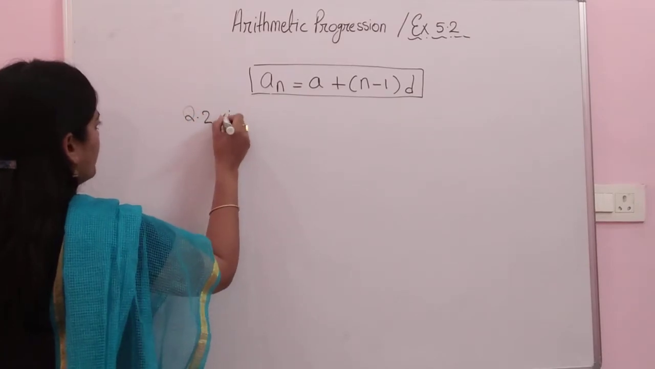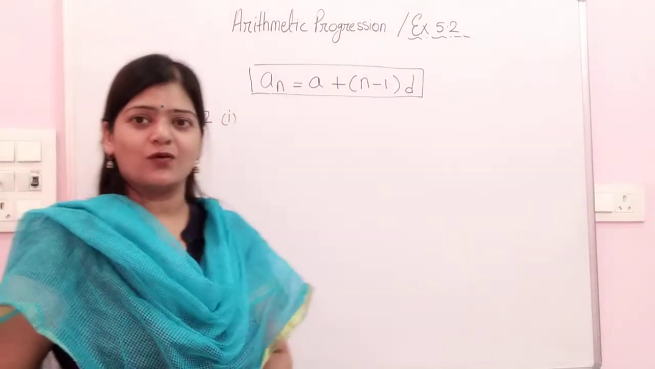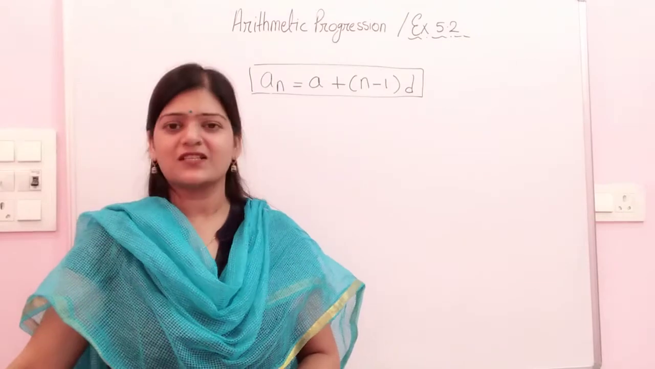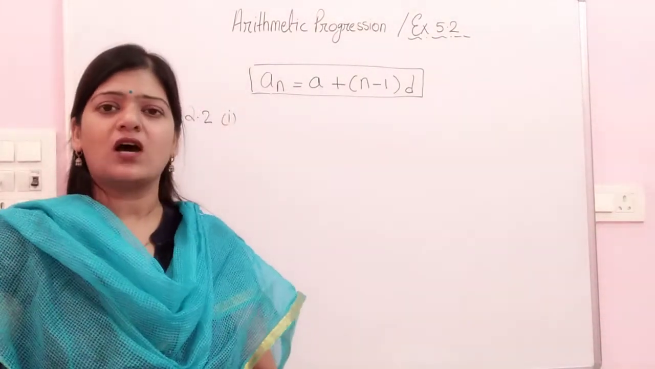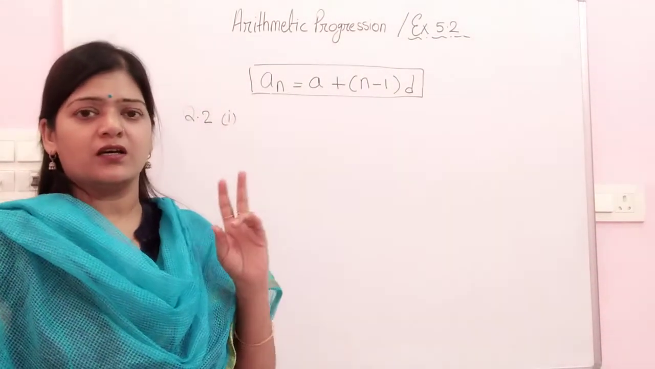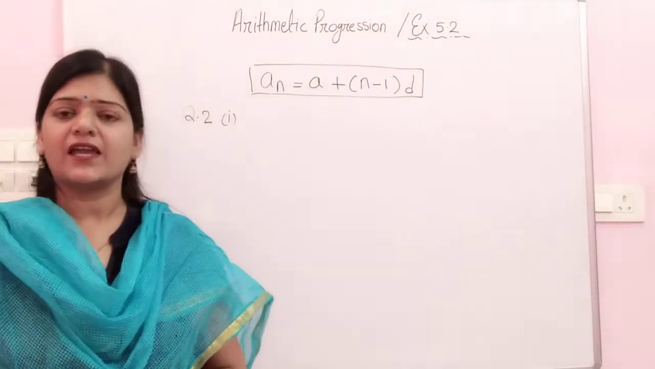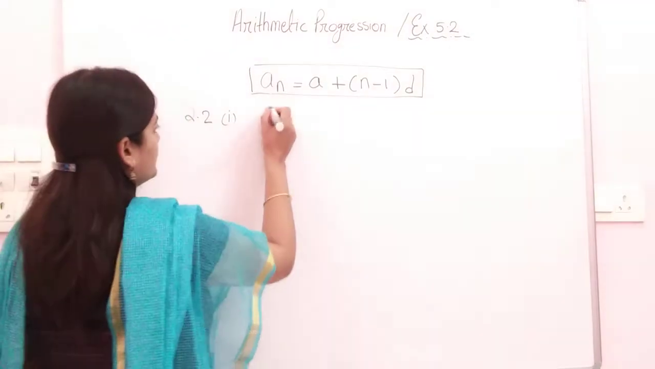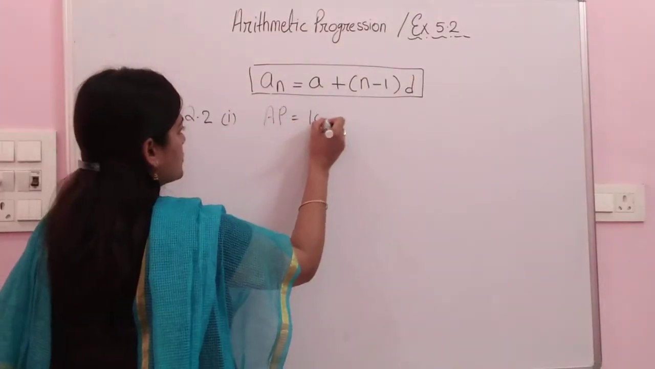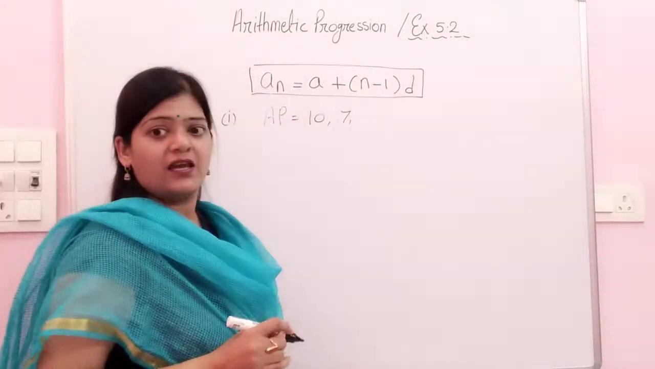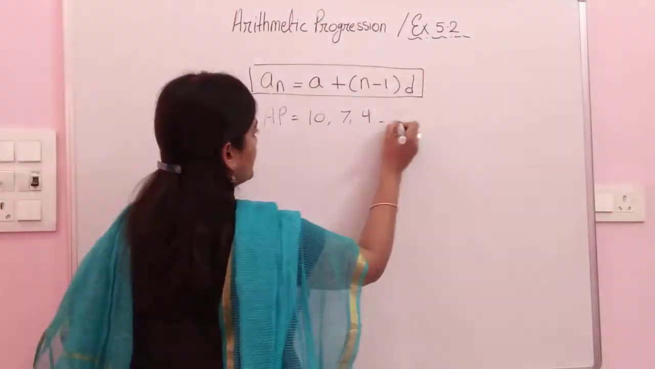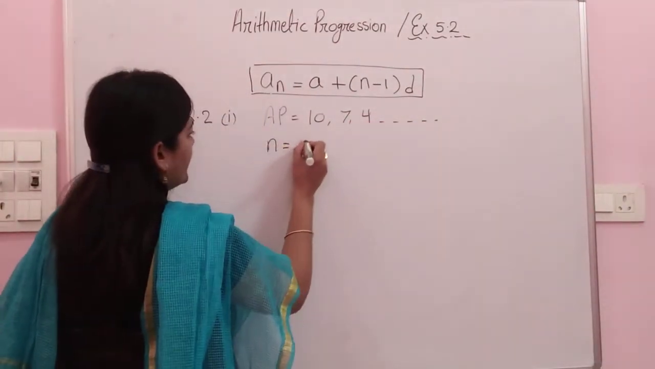Question 2 part 1. Part 2 is again your homework. You can solve it on your own. This is very simple. I am telling you how to solve question number 2 part 1. Find the 30th term of the AP. The AP is given: 10, 7 and 4. And you have to find the 30th term.